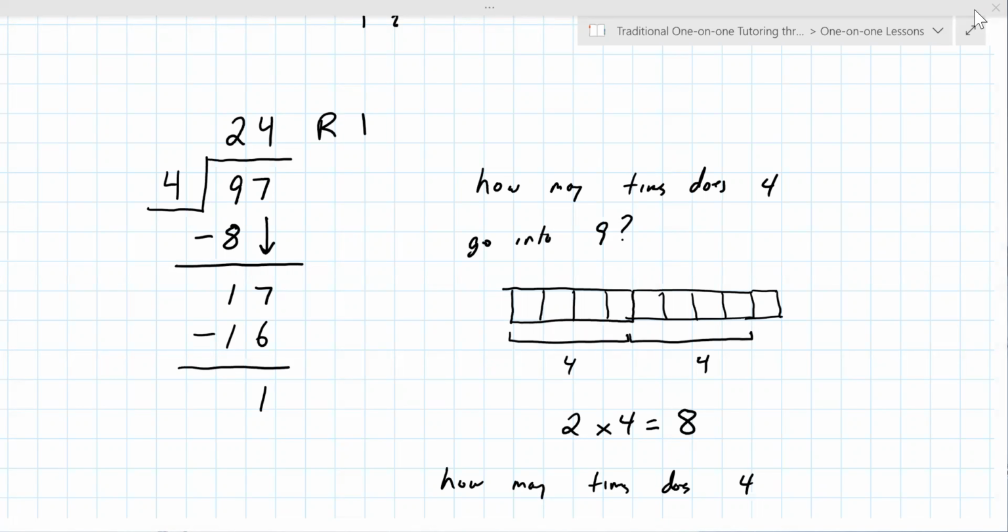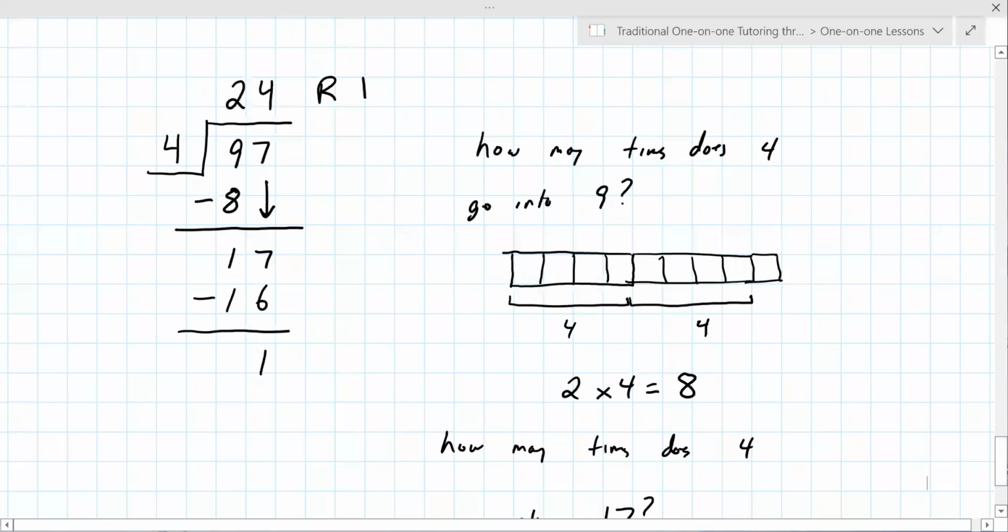Okay, so let's do it again here. Let's do another problem here. Do you have these notes down on your paper?